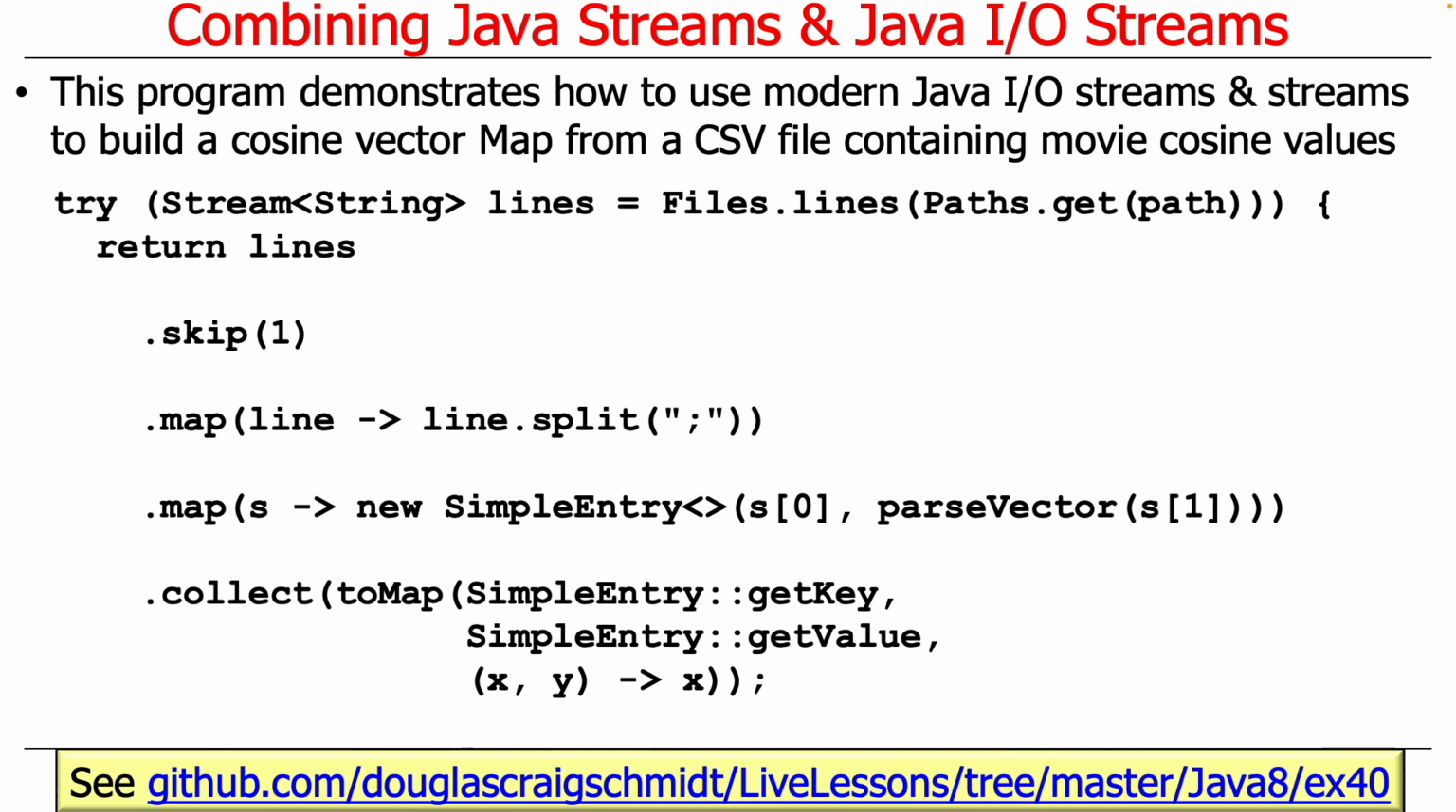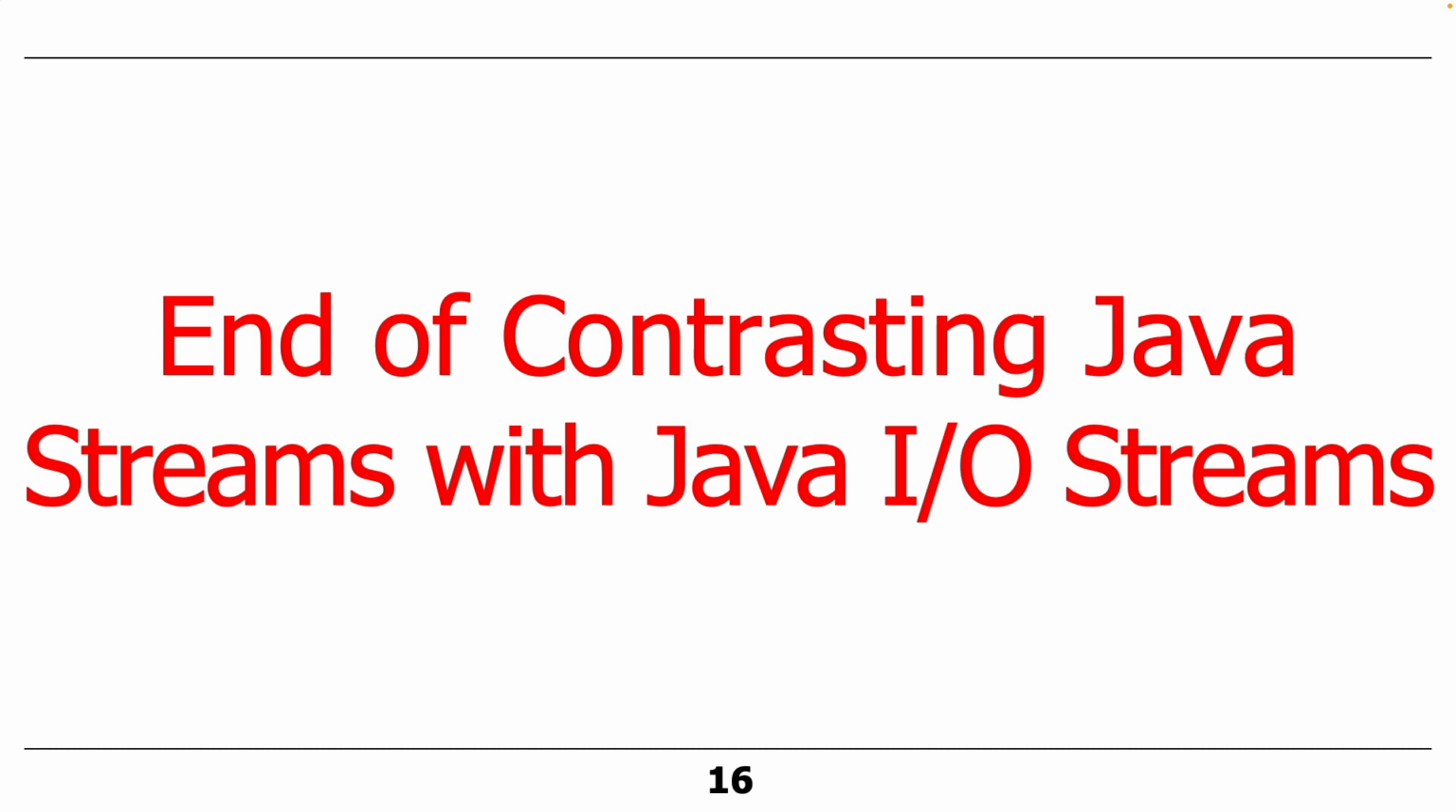It might be a little tricky. I wouldn't be surprised if it could do it. But just a fun example of how you can combine 2 things together. And you can get this in the EX40 project in my Java 8 folder in the Live Lessons GitHub repository. So that's the end of our discussion of combining Java streams and I/O streams.